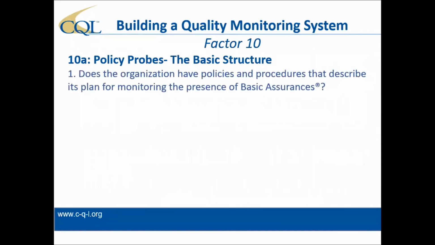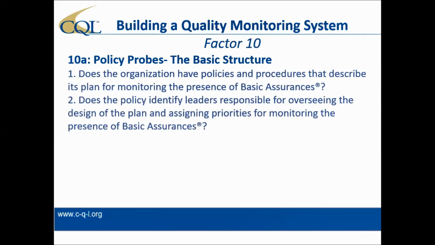So 10A of the basic assurances, again, is largely about policies. Our first probe here is: does the organization have policies and procedures that describe its plan? That's really the first step. We want organizations to keep themselves accountable and put together a policy for how they are going to do this.